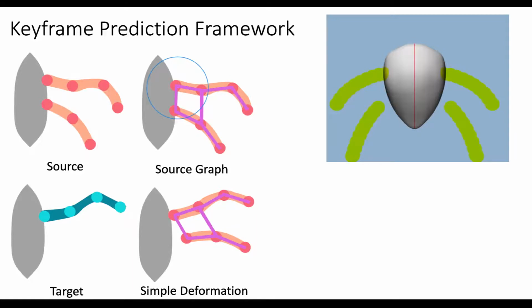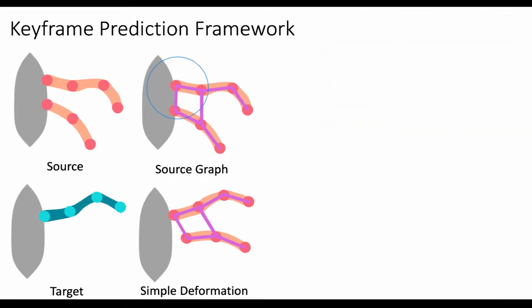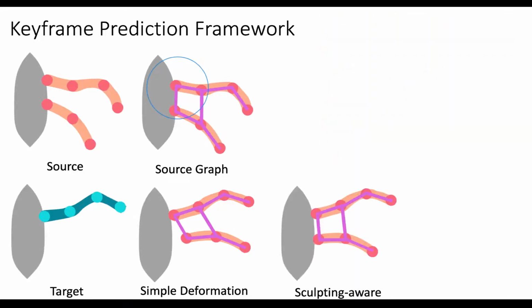Then, we need to include extra constraints to make the deformation sculpting aware. That is, for sculpting strokes, surface strokes should adhere to mesh surface, while freeform strokes need to start from the surface. With both deformation and sculpting constraints, we deform source towards the target frame for transparent yellow suggestions.